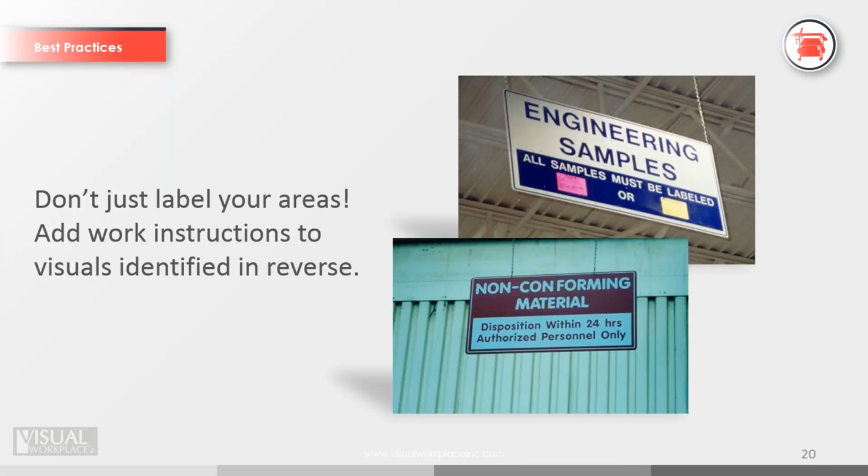This is an example of two things that I want to talk about with these visuals. First, you can see in this engineering sample area sign, they had engineers that weren't putting the correct labels on and were just dropping parts off in an area. So what they did is they put the labels that were required right on the sign. So it was a reminder of what to do when you were going to put something in that area. So again, I'm encouraging you to put reminders. If you're going to label what an area is, and there's something that you need someone to do, direct them by putting that information on the sign as well. And you can see that we've got two examples here of that.